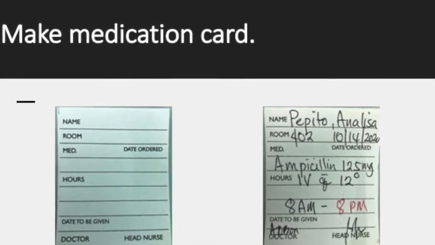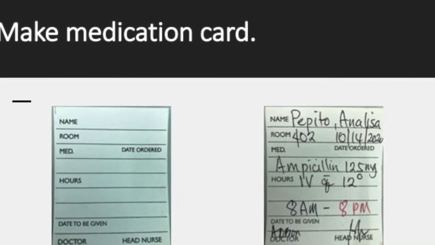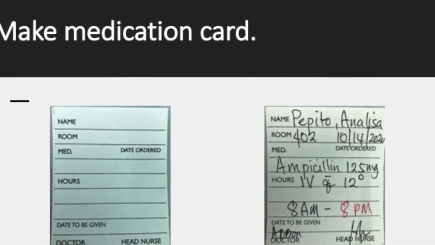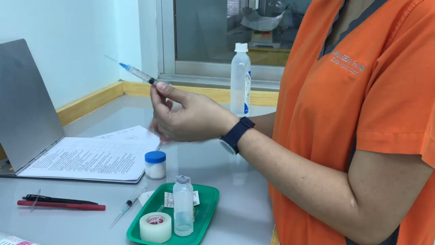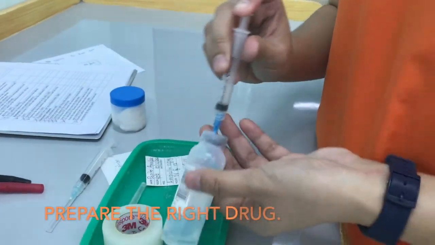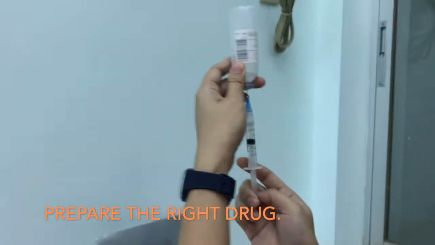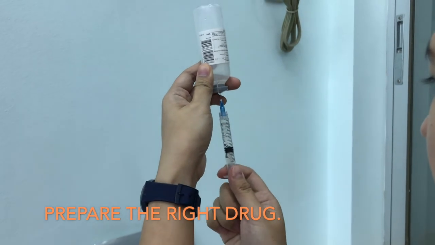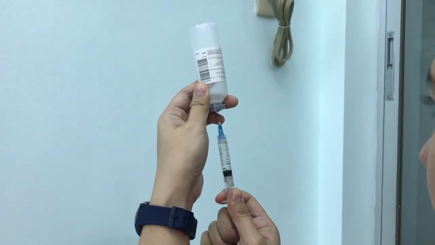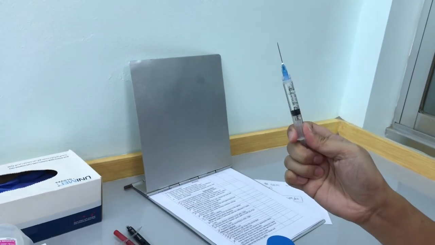So what are you going to do? You have to compute first. 125 divided by 125 times 2 is equals to 2. Here, you will see that I will aspirate 2 ml as my diluent if the medication is in powder form. So you have to aspirate 2 ml of sterile water. And then, you have to put it in the powdered medication, which is ampicillin.